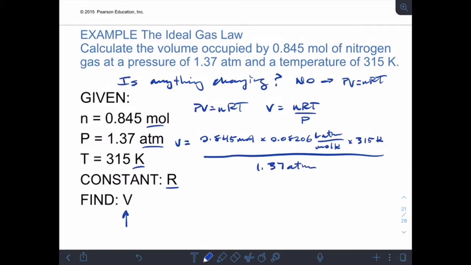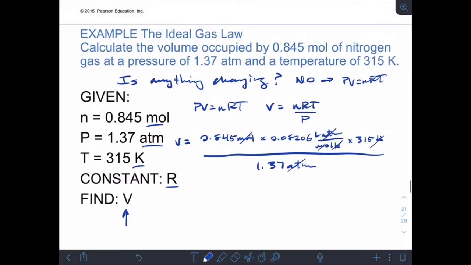Now let's take a look at units for a second so that we can see how this is all working, so we understand how we end up at the correct unit. In the numerator, moles divided by moles will cancel out. Kelvins on bottom times kelvins will cancel out. Atmospheres on top divided by atmospheres will cancel out. So the only unit left is liters, which is a unit of volume. So we should have 15.9 liters as our answer.